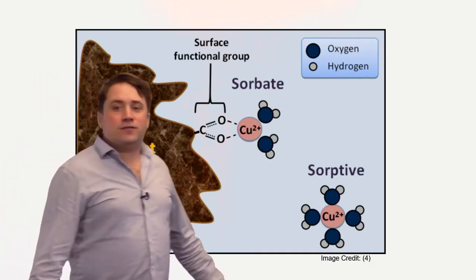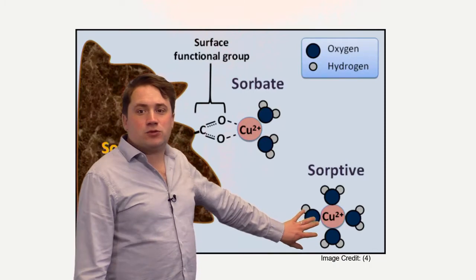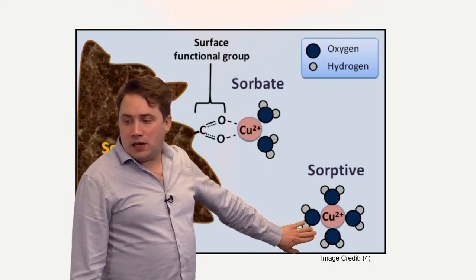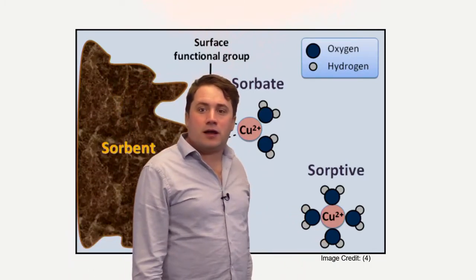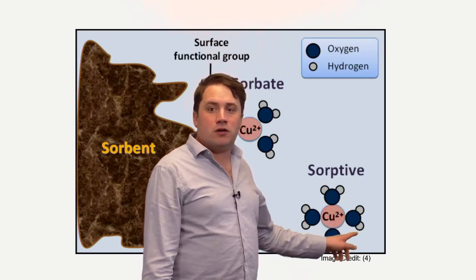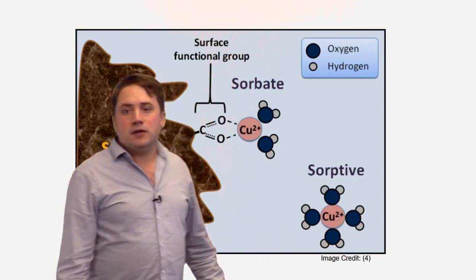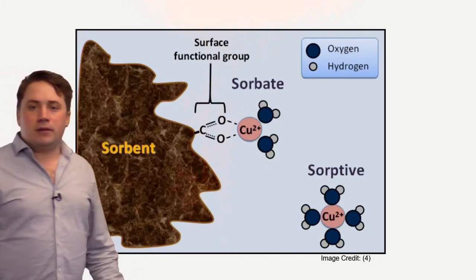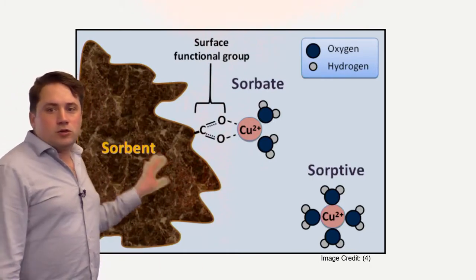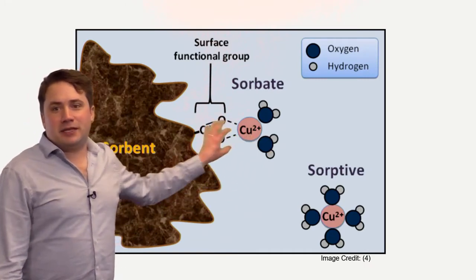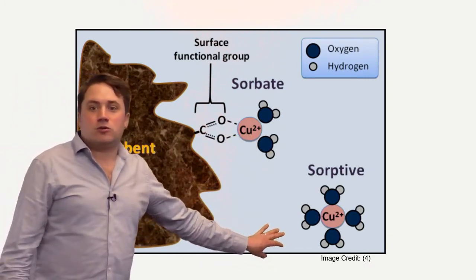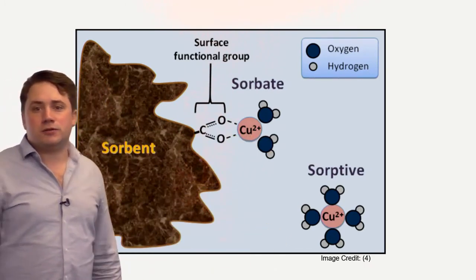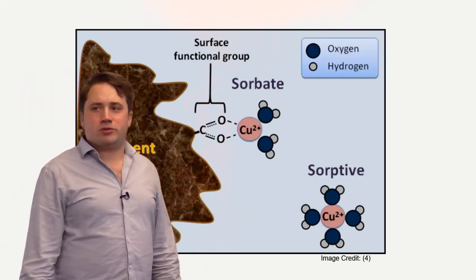And an ion that's just floating around in solution that could potentially be sorbed is called a sorptive. Here we have a copper 2+ ion floating around in solution with a shell of waters surrounding it. So just bear these terms in mind as we move through this. We're going to make frequent reference to these terms. Sorbent, solid phase; sorbate, something that is sorbed to a solid phase; and a sorptive is something that could potentially be sorbed to a solid phase.